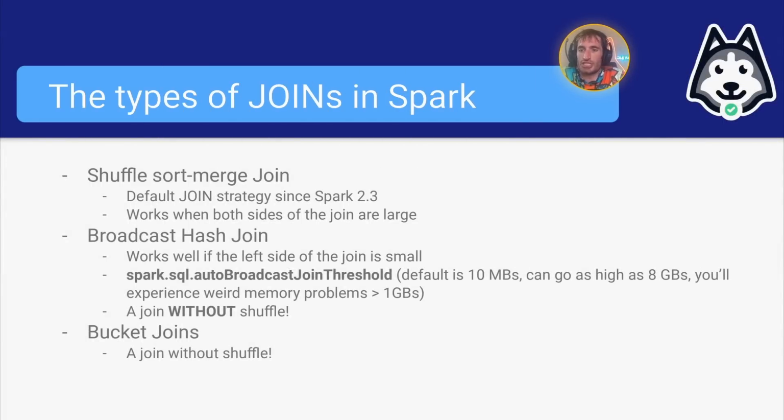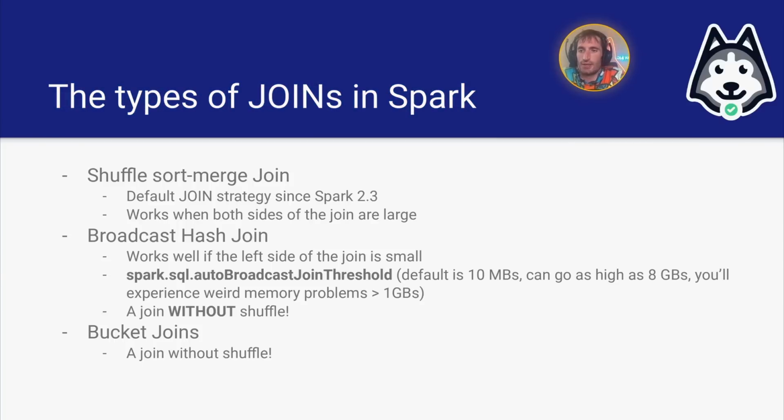All right, this is a very, very important slide in Spark. Generally speaking, there are essentially 3 types of joins in Spark: shuffle sort merge join, broadcast hash join, and bucket join. These are going to be your 3 important joins.